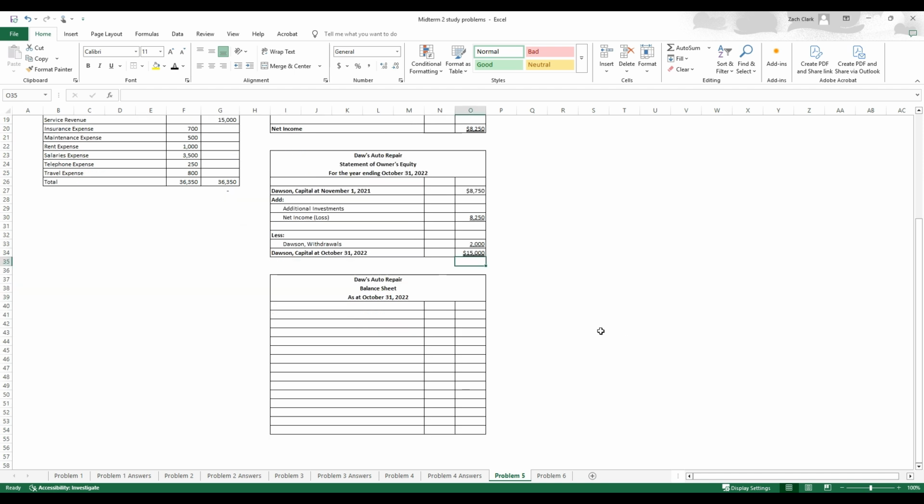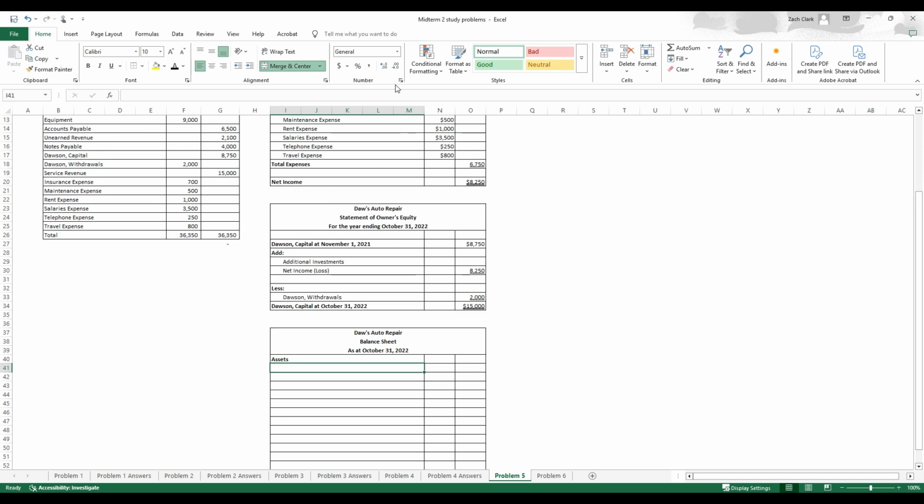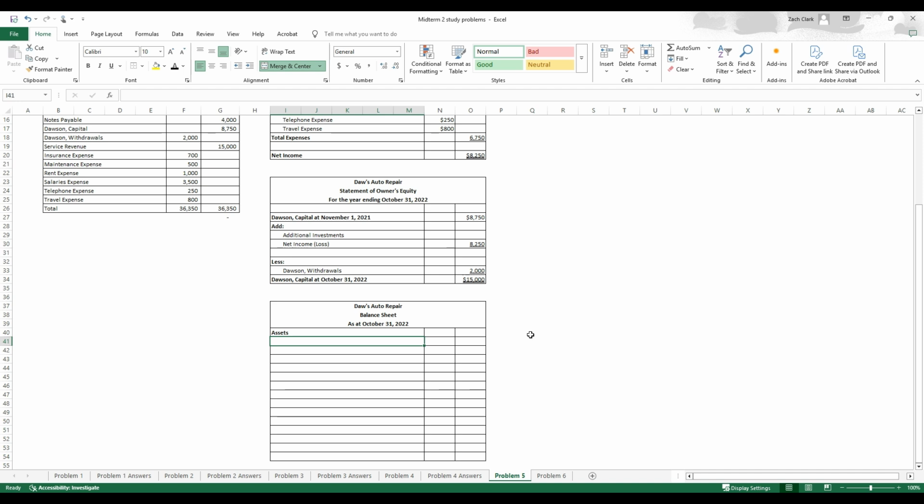Okay, and then on our balance sheet, our equity is going to come down to our balance sheet. That's why we do it in this procession, starting with the income statement. This first, this second, this third, because we have to have net income first. That comes here, then calculate capital and ending equity, and then that comes down to the balance sheet.